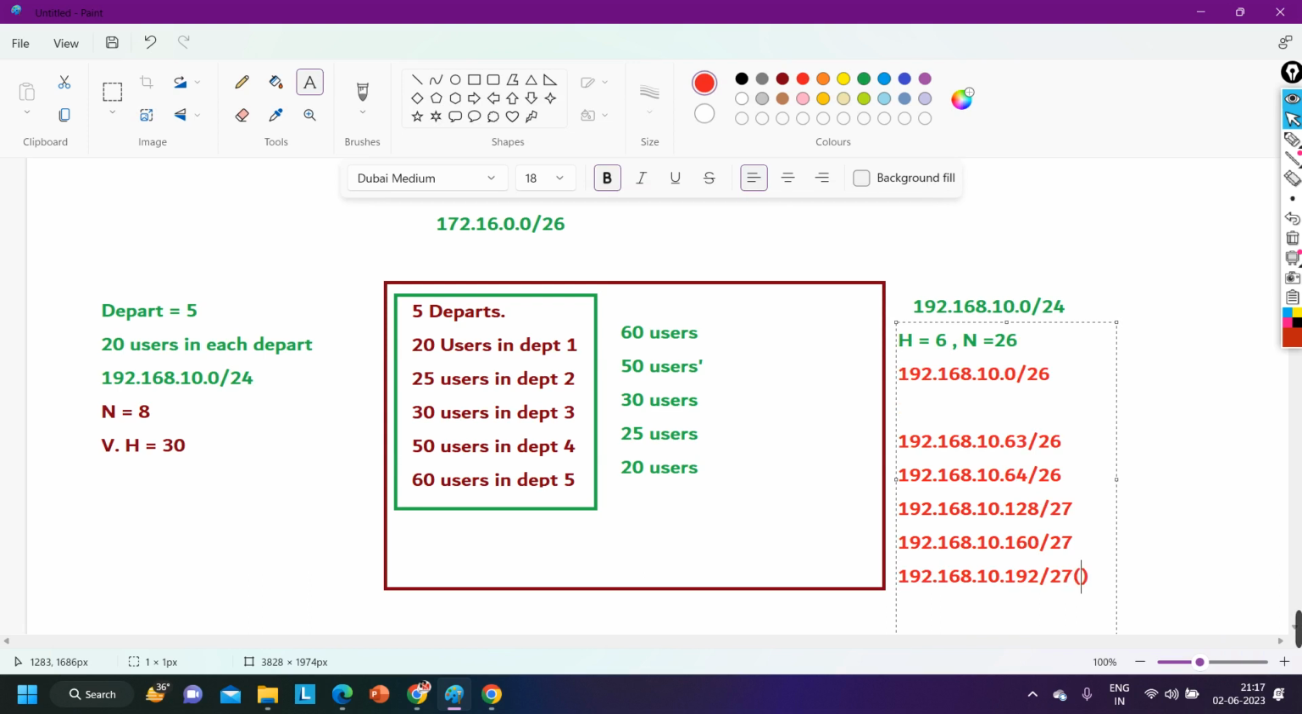How many valid hosts are there in this network? 32? Here it is 62. Here also 62. Not here, 62, no brother. The third one is not 62, it's 32.